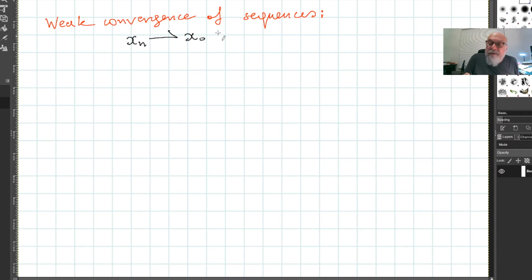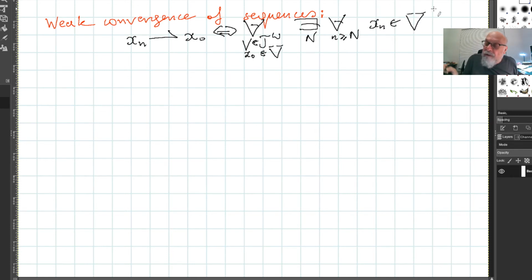I write it down: if and only if, for every V belonging to the weak topology W such that x naught belongs to V, there exists an N such that for every n larger or equal to N, we have xn belongs to V. So that's basically the limit is unique. We mentioned it. In this case, we have that this is a Hausdorff topology, so your limit is unique. There is no problem with it.